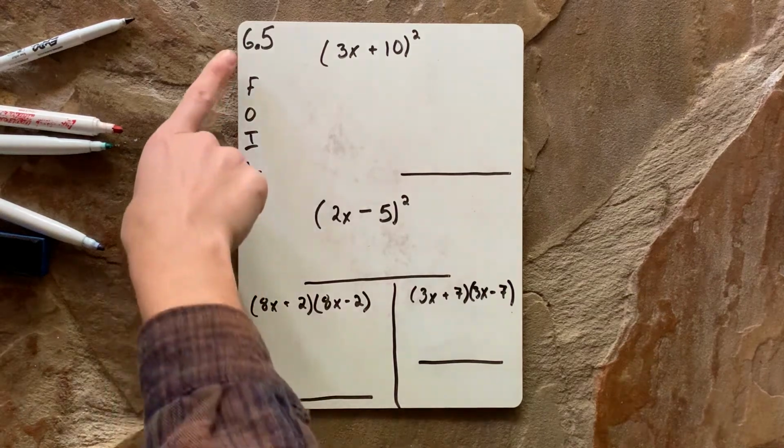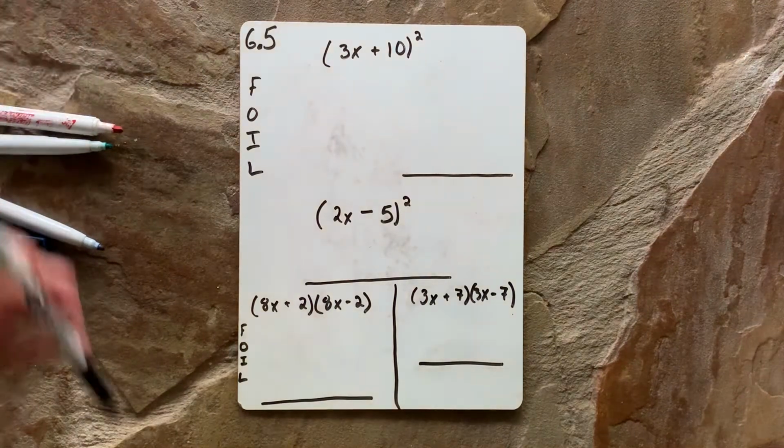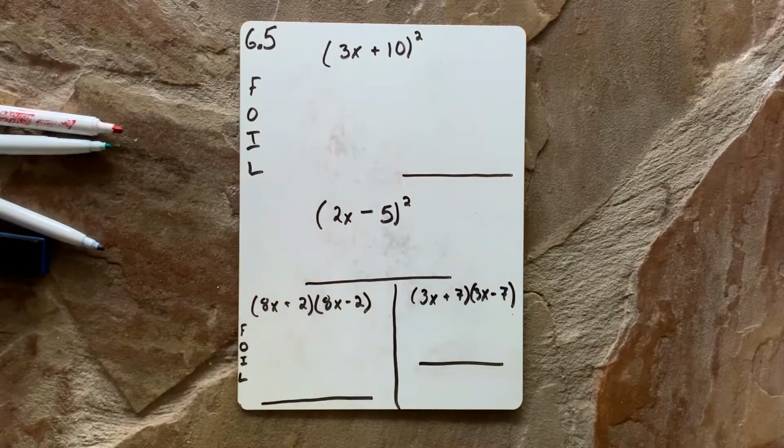This lesson corresponds with lesson 6.5, which we took notes on. This one is about multiplying polynomials special cases. So there are some special cases. It's still multiplying a polynomial, so it's still kind of like FOIL. That's what we're going to use. But we call it a special case because there's going to be some patterns.